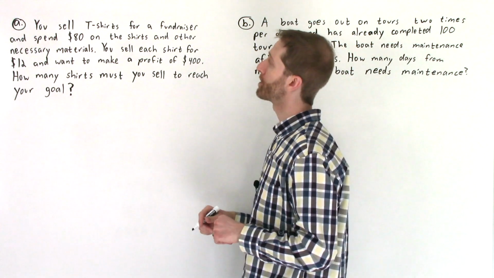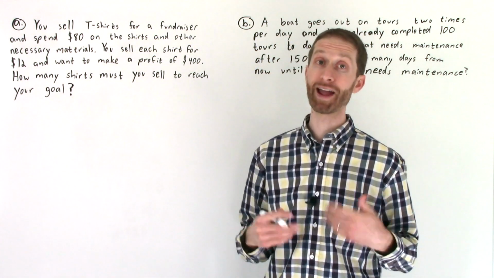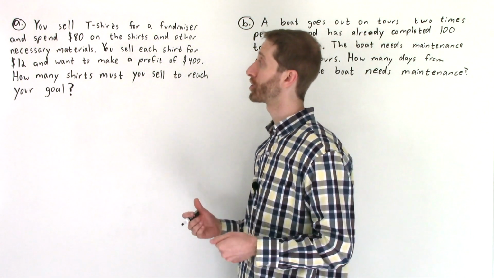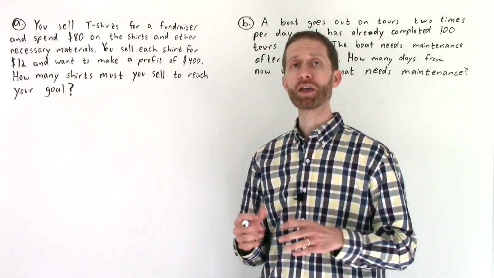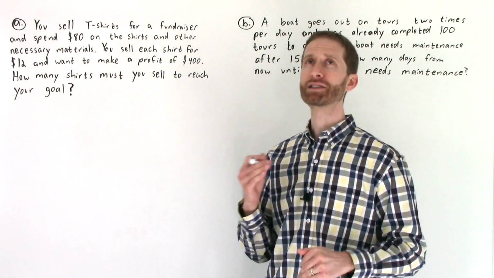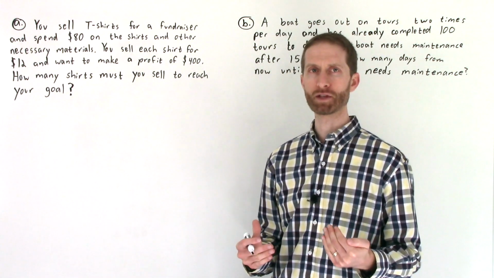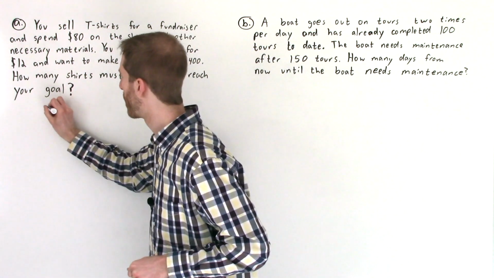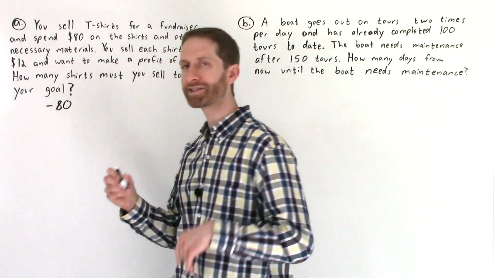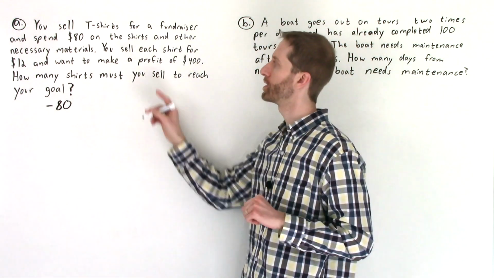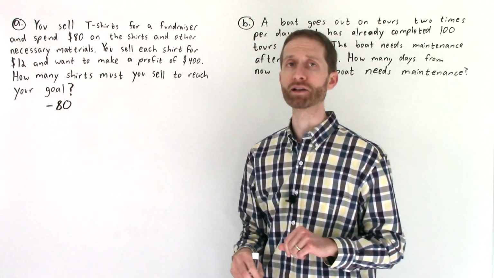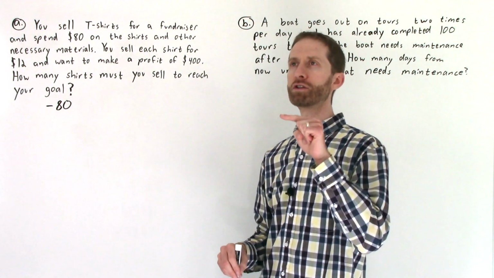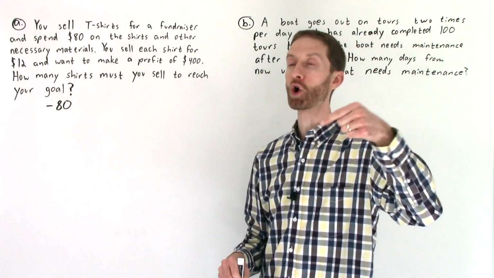We have this first word problem that says you sell t-shirts for a fundraiser and spend $80 on the shirts and other necessary materials. Okay, if we've spent 80 bucks, it sounds like we're subtracting 80 from something. Probably. So just keep that in your head or put a little note. I'll put down a minus 80. Translating as I read, picking out that information. You sell each shirt for 12 bucks. Each shirt is $12 or $12 per shirt.